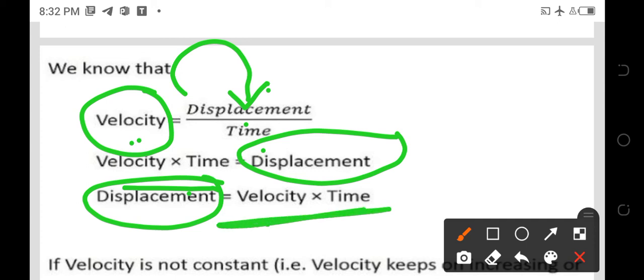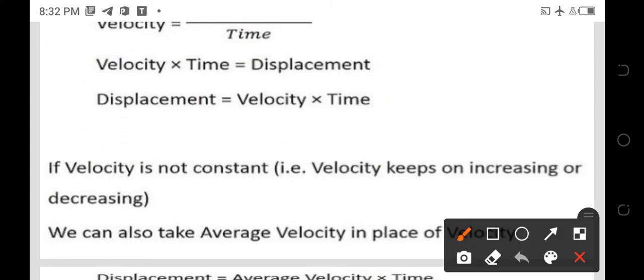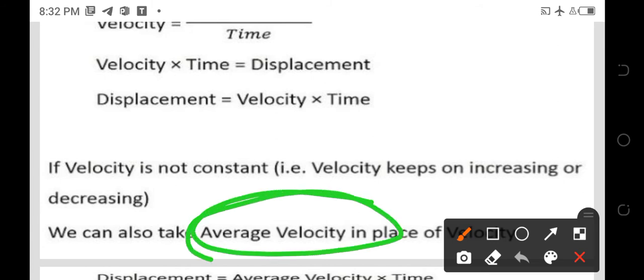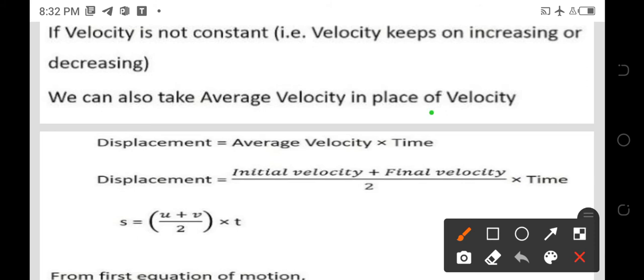If velocity is not constant, that means velocity is changing, then you can take average velocity in the place of velocity. You have velocity in the displacement formula, velocity into time, so I am taking that one. In the place of velocity, we are taking average velocity. Why? Because if velocity is not constant, then you can assume average velocity in the place of velocity. Therefore, displacement equal to average velocity into time.